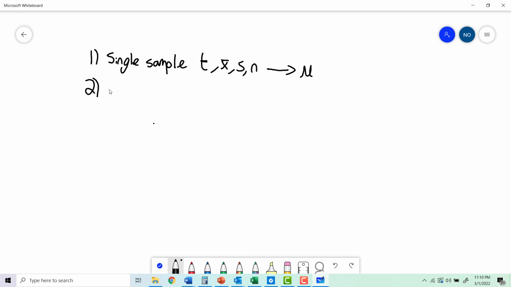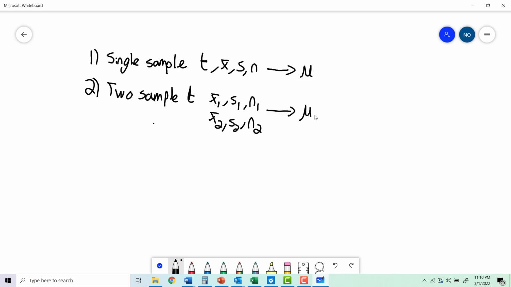And we'll be looking at the two sample t-test. Here it is basically the same. We have x bar 1, s1, n1, and x bar 2, s2, and n2. And we're making inference on the difference between two means, mu1 and mu2.